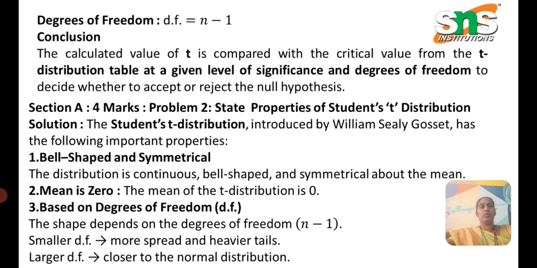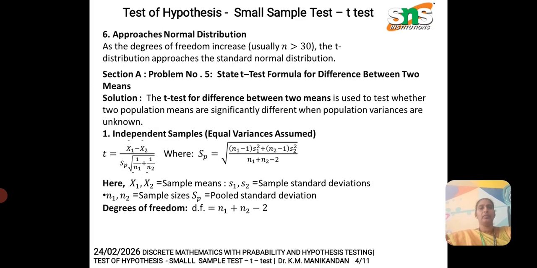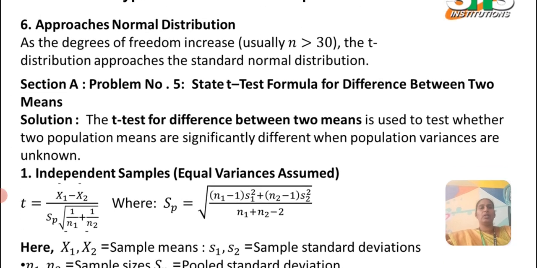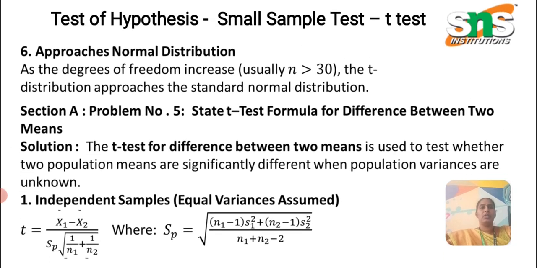We also have to know the Student's t distribution, which is bell shaped and symmetrical with mean 0, based on the degrees of freedom. The shape depends on the degrees of freedom, that is n minus 1. A smaller degree of freedom means more spread and heavier tails. A larger degree of freedom is closer to the normal distribution. The t distribution approaches the normal distribution as the value of n increases, n greater than 30.